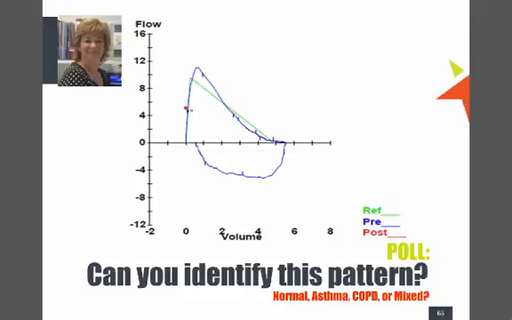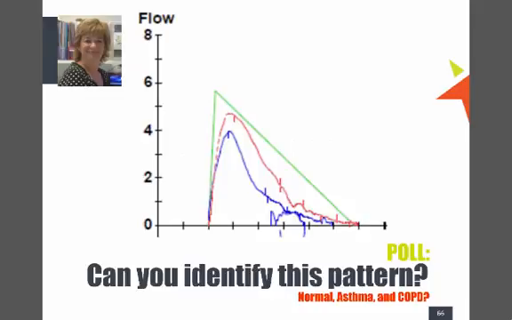Okay, so this is the normal trace, this is the flow, and this is the volume. Well done. And again, everyone's saying normal. Absolutely fantastic. That's great. Okay, next. Here we go.